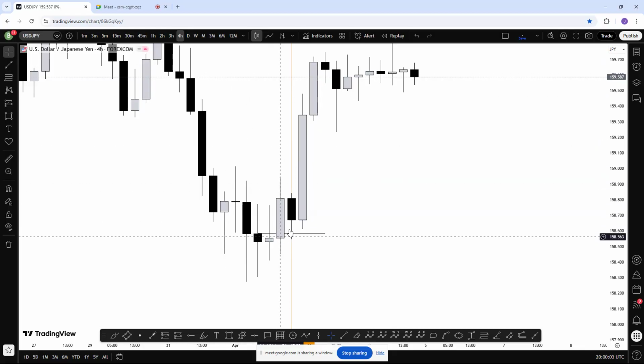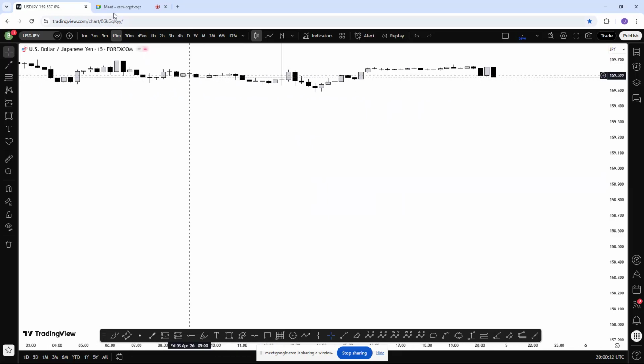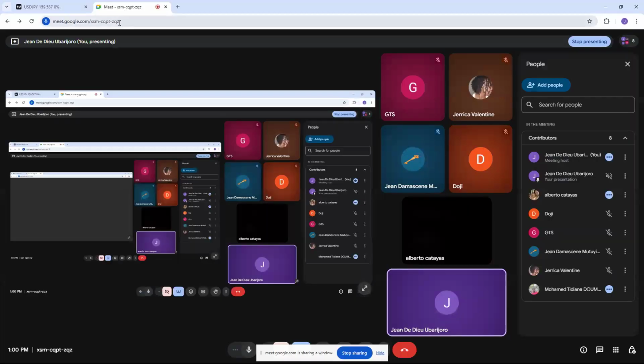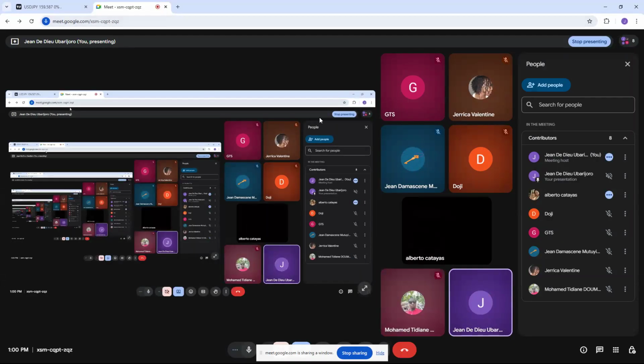So after you are here, if you need to confirm this setup, this trade, you use a 15 minute. Always when market has touched the key level, you switch to 15 minute to find a confirmation.